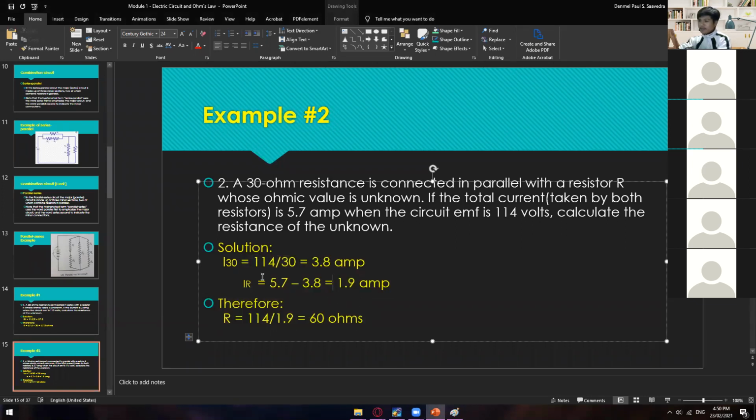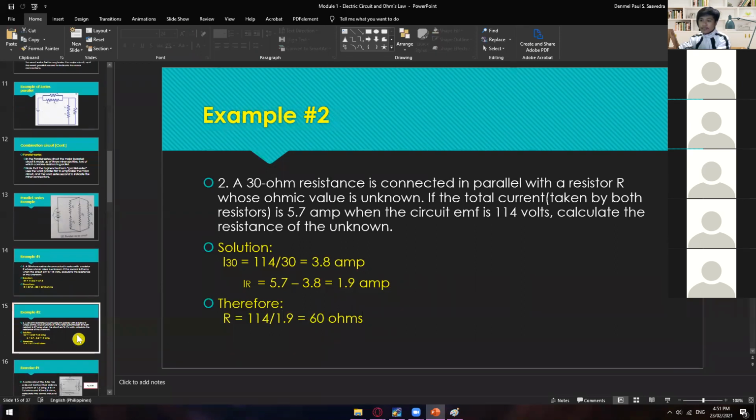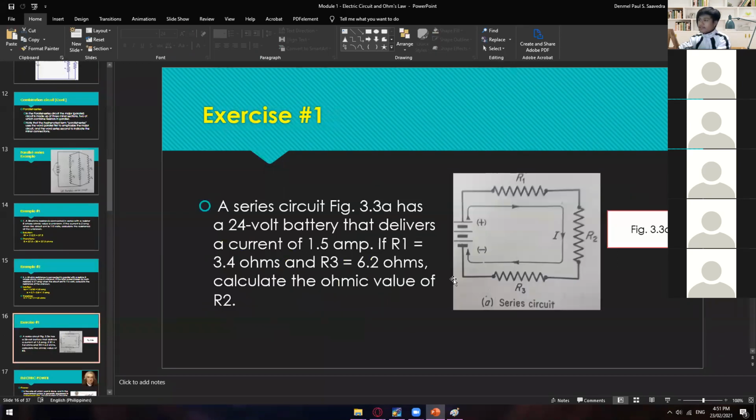So what we did here is we looked at the value of your I sub 30, or your first current. And then from there, we can now look for the value of your I sub 2, which is 1.9 amps. And then from there, we can now solve for the value of your R sub 2, which is 60 ohms. All right, so let's have an exercise.